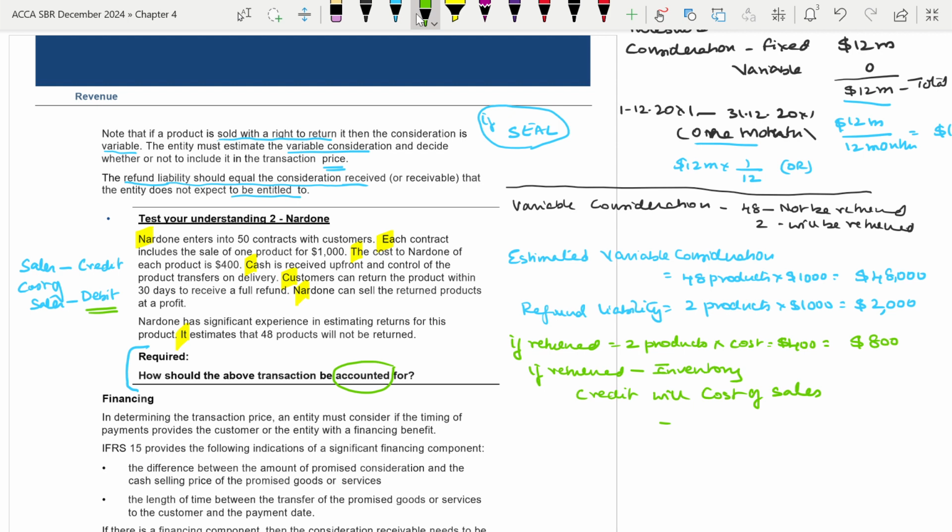Now, if there is a return, what are we doing? We are going to take return of only two products. Each product costs 400, so 800. What will happen? Your inventory will increase. Whenever the asset is increasing, debit. Debit inventory, 800. Credit will be your cost of sales, because it is decreasing. Cost of sales will be 800. So credit cost of sales, because it will decrease.